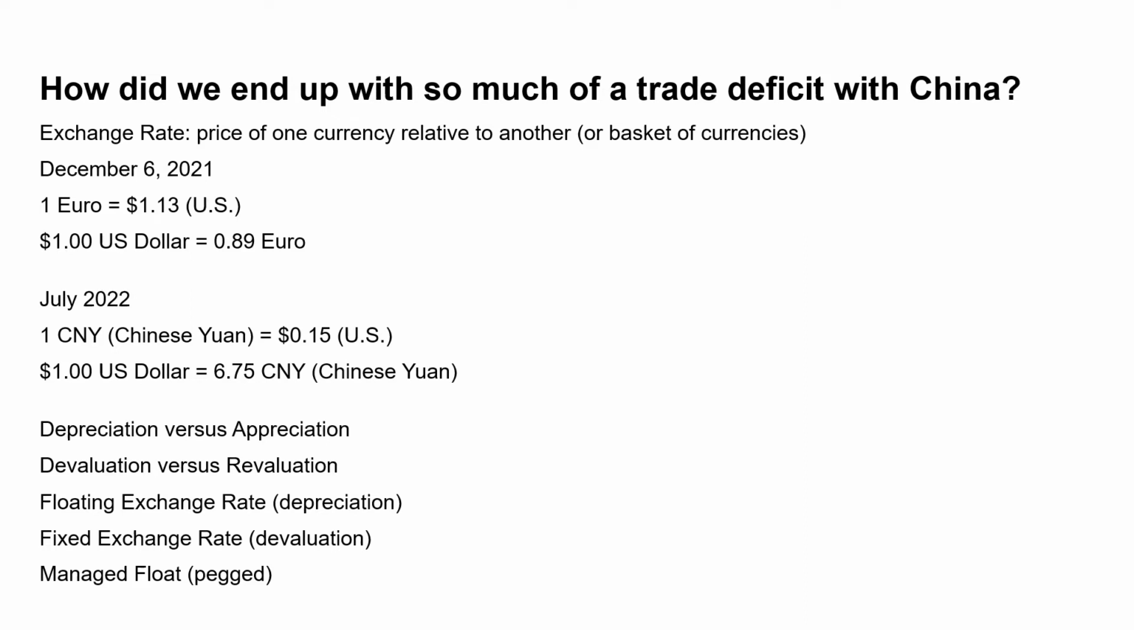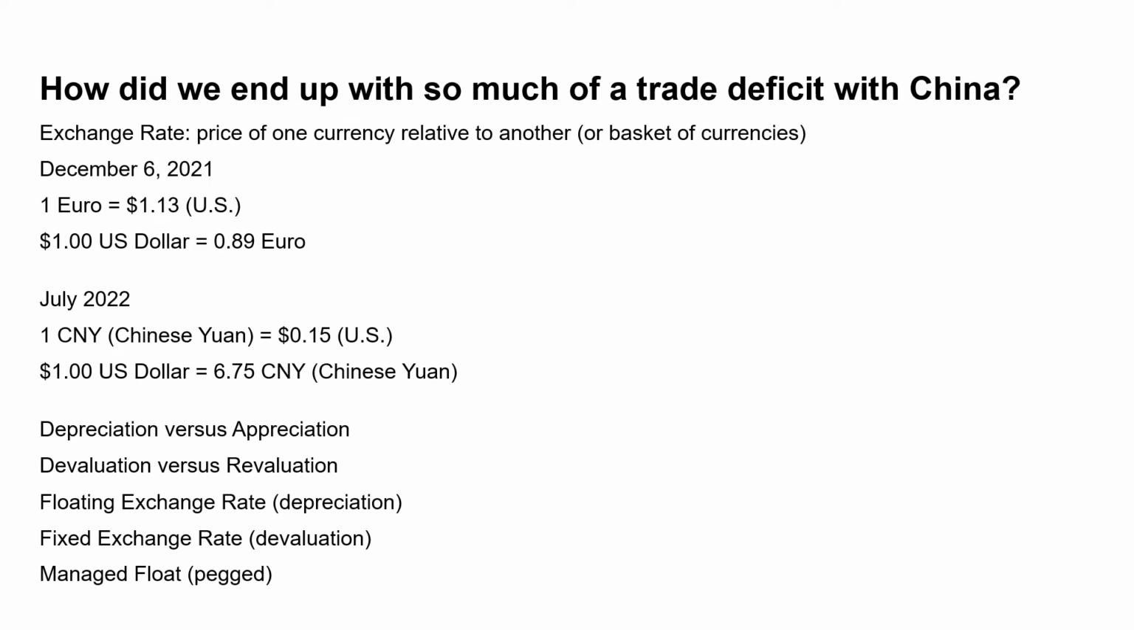In July of 2022, for example, the Chinese yuan was worth 15 cents US, $0.15 US. And $1 was equal to 6.75 Chinese yuan. So it actually was a little bit lower than I thought. The Chinese yuan was actually worth a bit less than I thought before. So what we're talking about is one currency in relation to another.